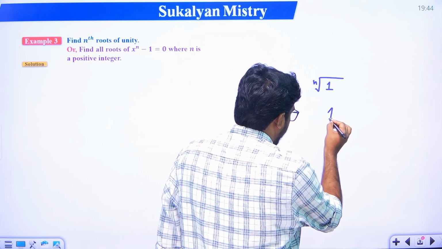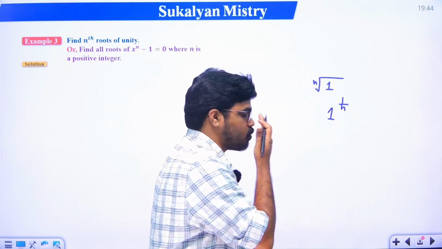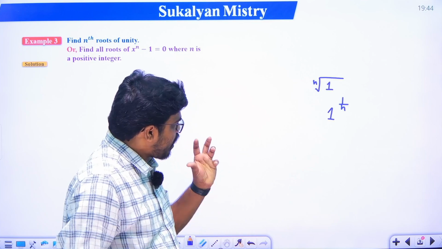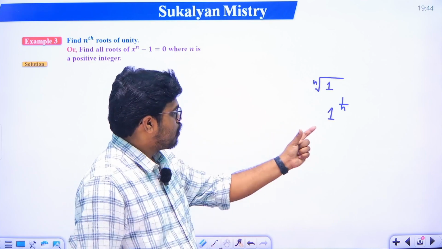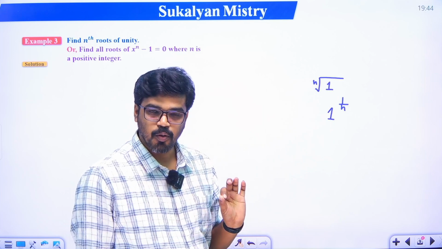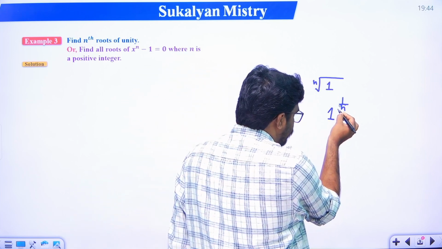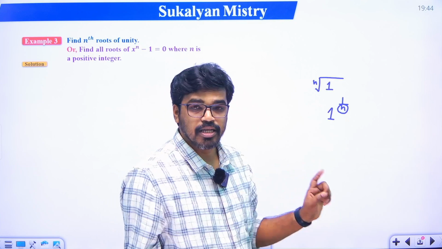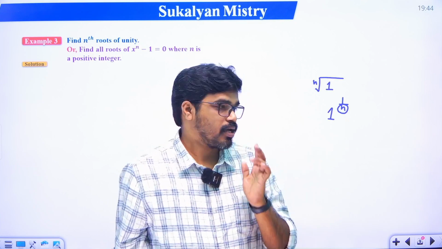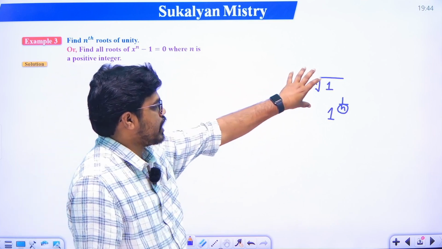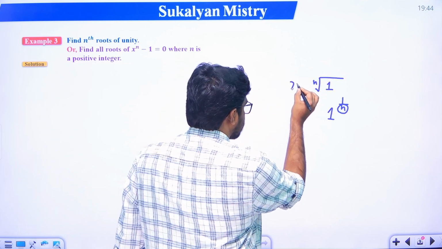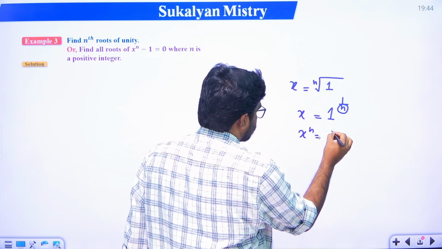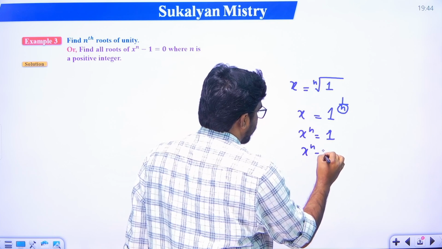Basically, we have to calculate 1 to the power 1 by n. Find the values of 1 to the power 1 by n. Just see, the denominator is n, so we get n answers, right? Suppose this is x. Then x to the power n is equal to 1. That means x to the power n minus 1 is equal to 0.